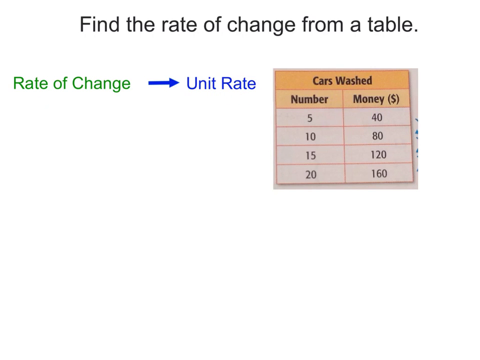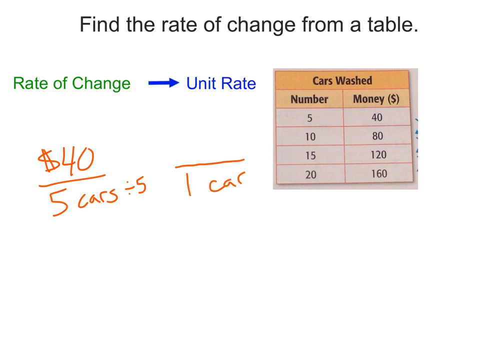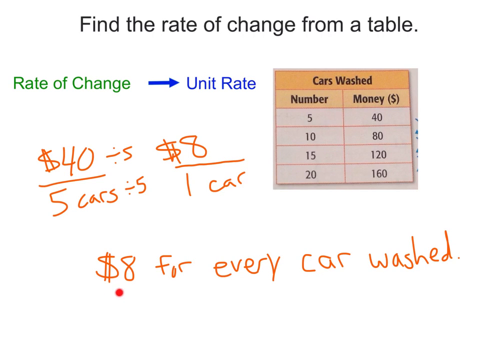So when I look at that table, I see there that $40 were made when 5 cars were washed. So I'm going to put that down right here. Now remember, when we're finding unit rate, we know that it's $40 for 5 cars. We want to know how much it's going to be for 1 car. So to do that, I can see that I would have to divide each of these by 5. And when I do that, I get $8 for 1 car. So my rate of change is $8 for every car washed.